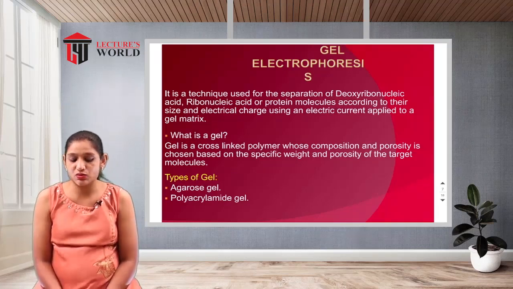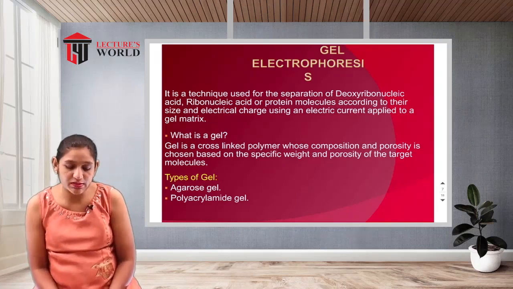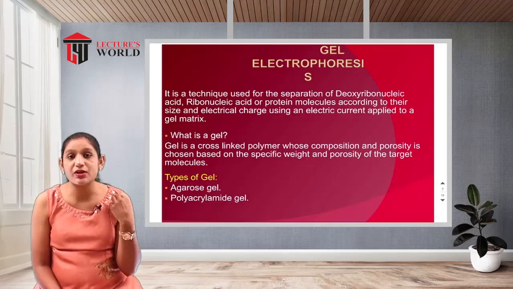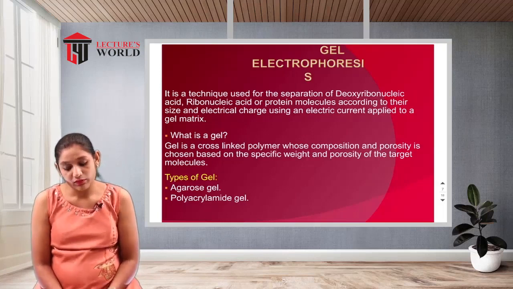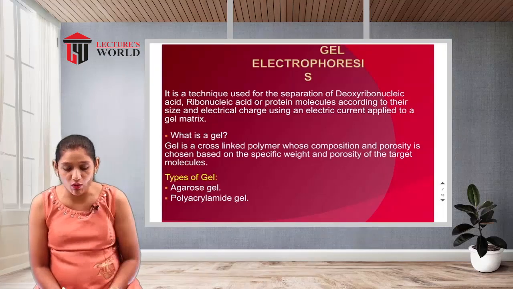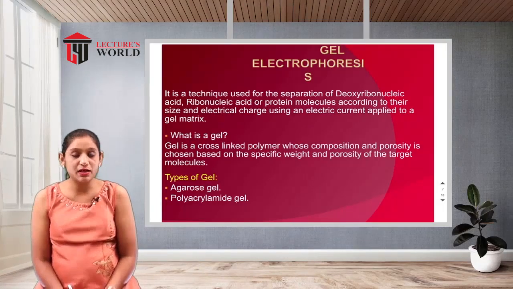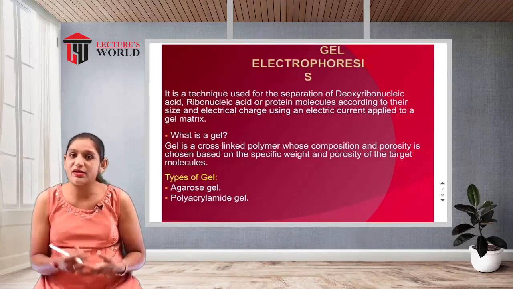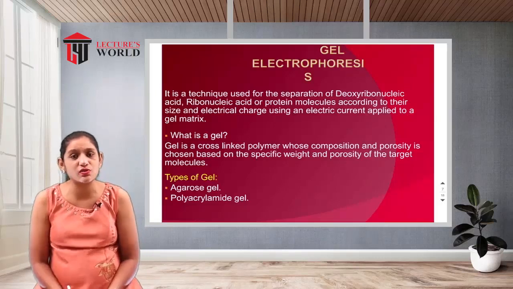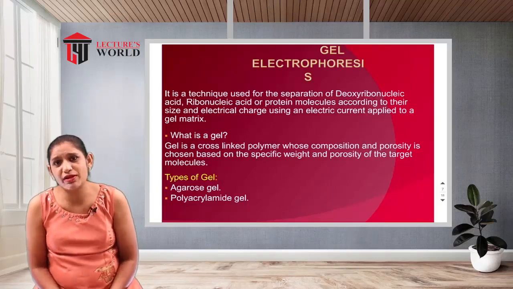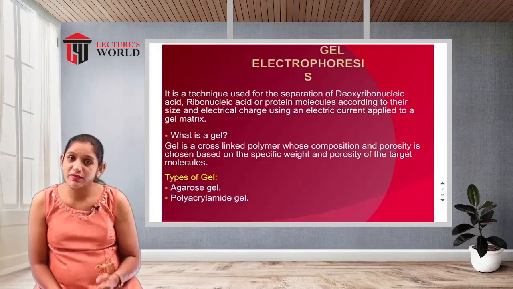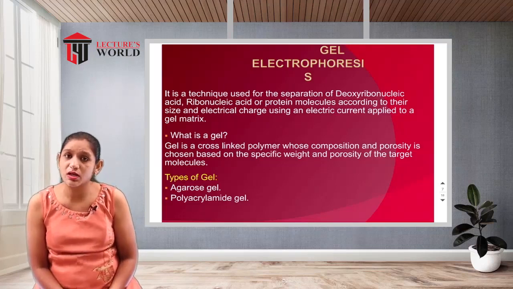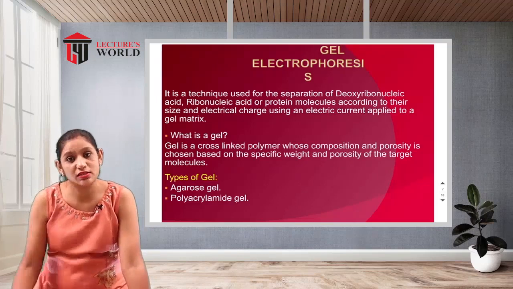This technique is used for the separation of DNA, RNA and proteins according to their size and electrical charge, using an electrical current applied over the gel matrix. Gel matrix means the gel used, such as agarose gel, or SDS-PAGE, sodium dodecyl sulfate polyacrylamide gel electrophoresis. We will study them one by one. This is a type of separation, two-dimensional agarose gel electrophoresis.